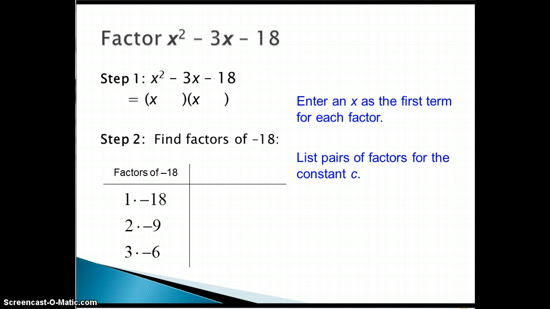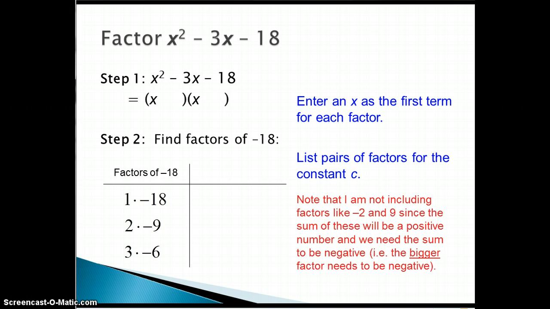So 1 times negative 18 would equal negative 18. 2 times negative 9 would also give me negative 18, and so on. Note that I'm not including factors like negative 2 and positive 9, because even though those will multiply to negative 18 as well, if you add them together, notice you would get a positive sum, and we're looking for a negative sum because the sum we're looking for is the middle coefficient on our trinomial, which is negative 3. So I need to make sure that in my pair of factors I make the bigger number the negative one, so that when I add them together I get a negative sum.